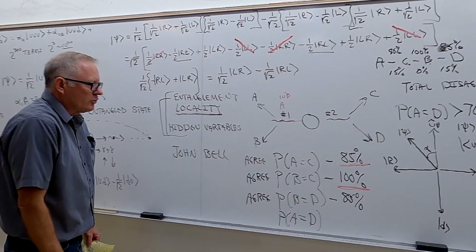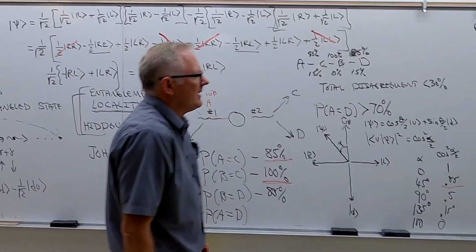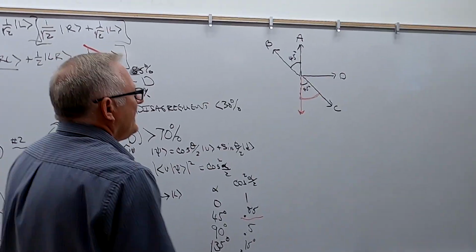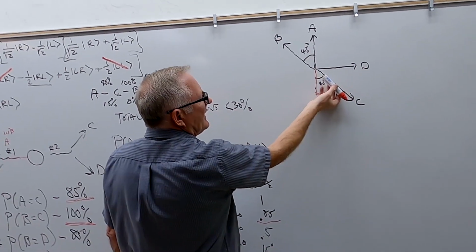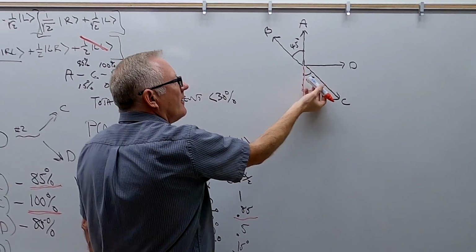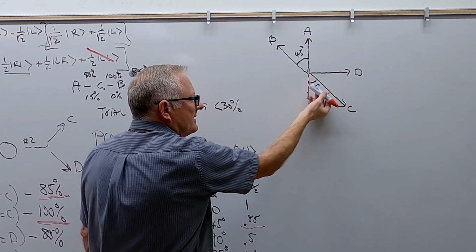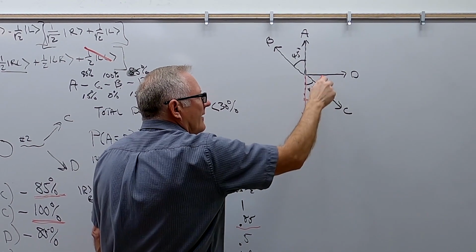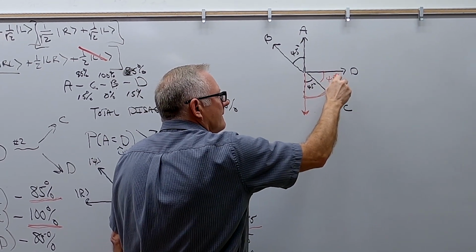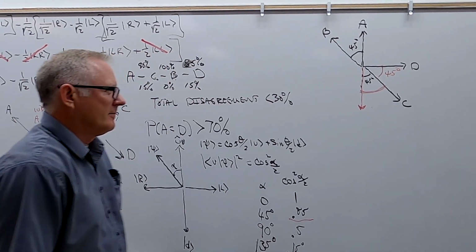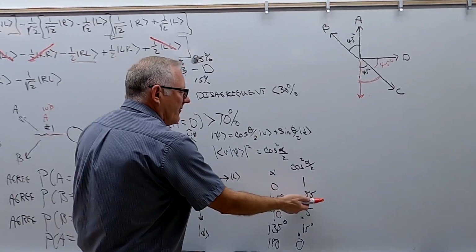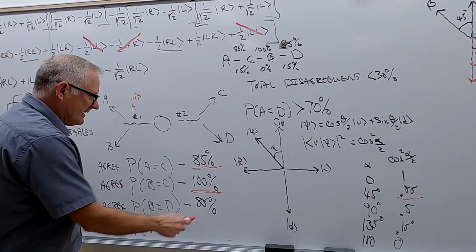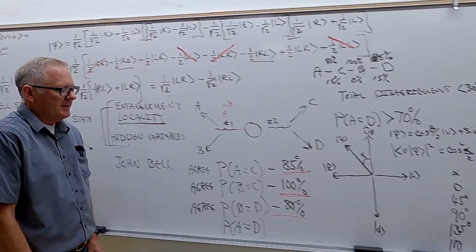And then the last one, B and D. Well, if B is this way, the other one would be down here. Now you have to say, how far am I from D? Well, I'm this distance, which is 45 degrees from where I should be to get 100%. Well, 45 is another 85%, which is exactly this right here.